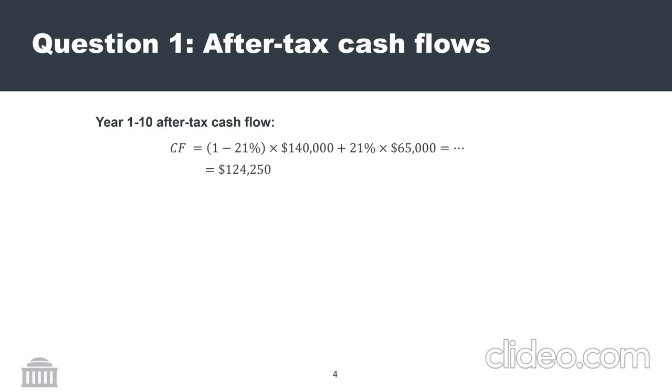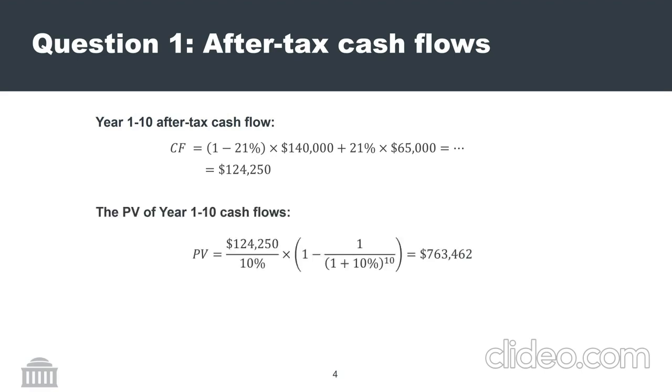You might have thought of a more compact way of solving this problem. Since every year, starting in year 1 and ending in year 10, revenue, expenses, and depreciation expense are constant, after-tax cash flows have to be constant as well. They equal 1 minus tax rate, which is 21%, times operating profit, which is $140,000, plus depreciation tax shield, which altogether equals $124,250. We can compute the present value of these cash flows from year 1 through year 10 using the annuity formula as follows.